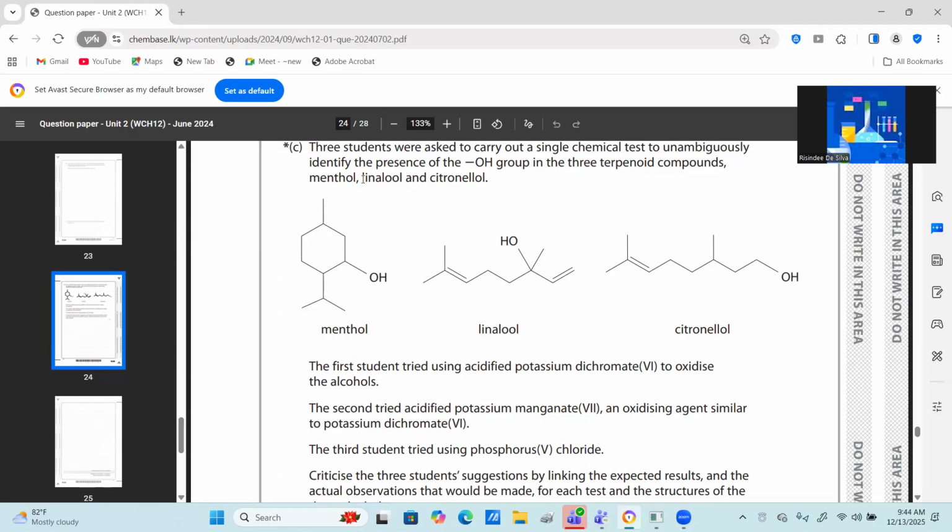In the marking scheme, they have given that potassium dichromate would go from orange to green with menthol and citronellol, but would stay the same with linalool. Menthol and citronellol are oxidized, but linalool is a tertiary alcohol which is not oxidized. That is for the second observation and the reason you have to mention. Potassium manganate would go from purple to colorless, or you can write bromine water also, orange to colorless, because there's a double bond present in citronellal and not in menthol.